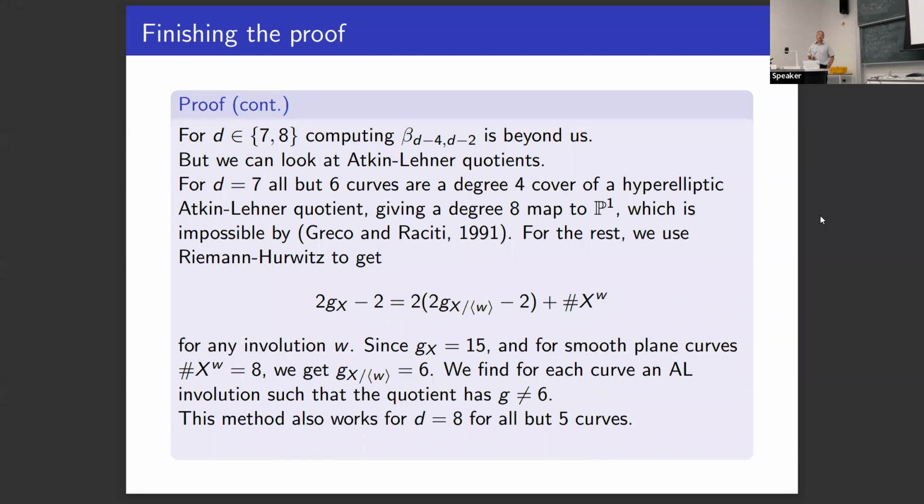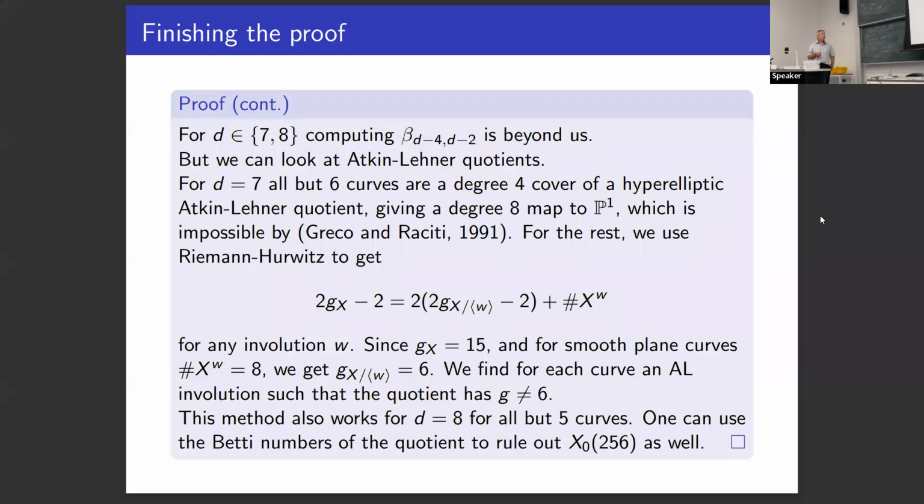This method also works for d equals 8 for all but 5 curves. We said before that we have 4 exceptional curves, so what's going on here? After we compute the quotient, even if it has the correct genus, we can compute the graded Betti numbers of this quotient. And this helps us to rule out also the case of X0(256).